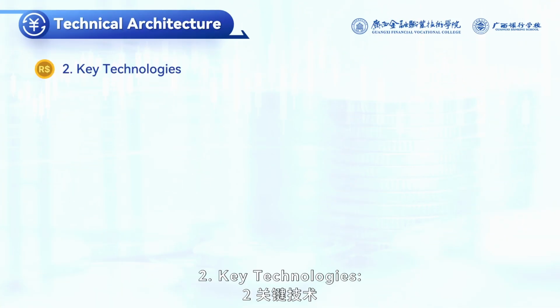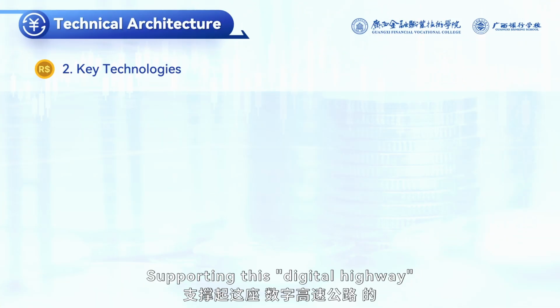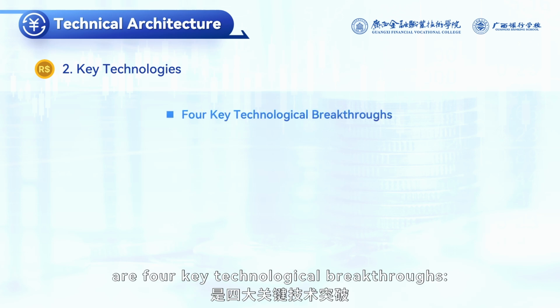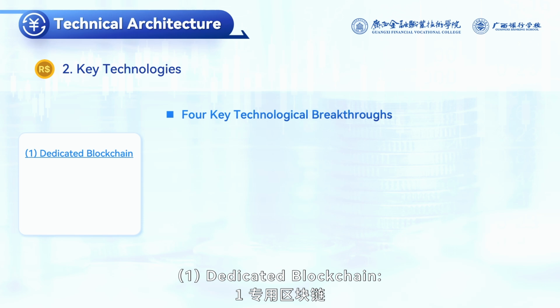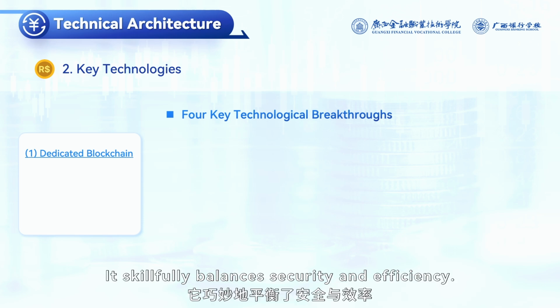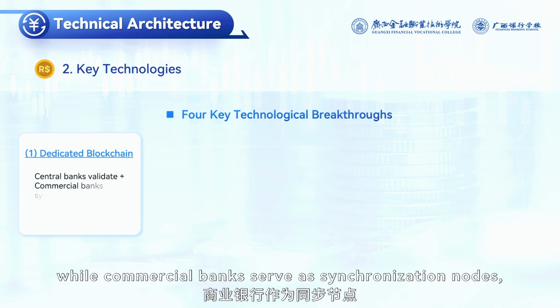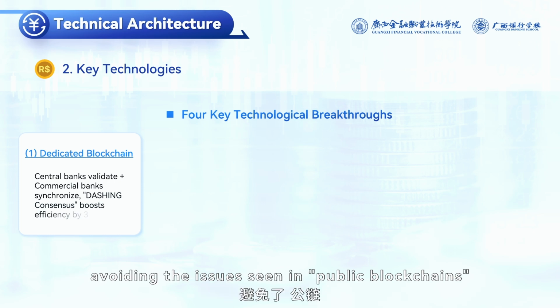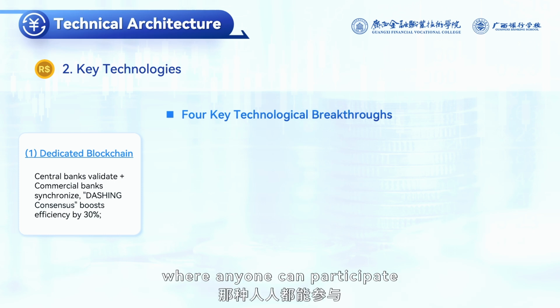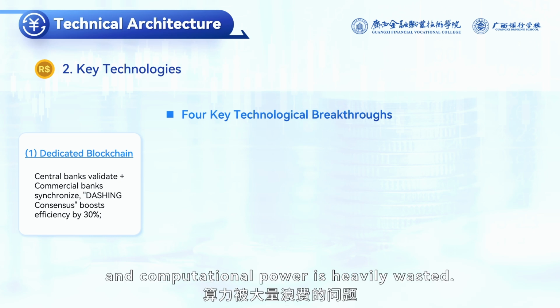2. Key technologies. Supporting this digital highway are 4 key technological breakthroughs. 1. Dedicated blockchain. It skillfully balances security and efficiency. Central banks act as validator nodes, while commercial banks serve as synchronization nodes, avoiding the issues seen in public blockchains, where anyone can participate and computational power is heavily wasted.